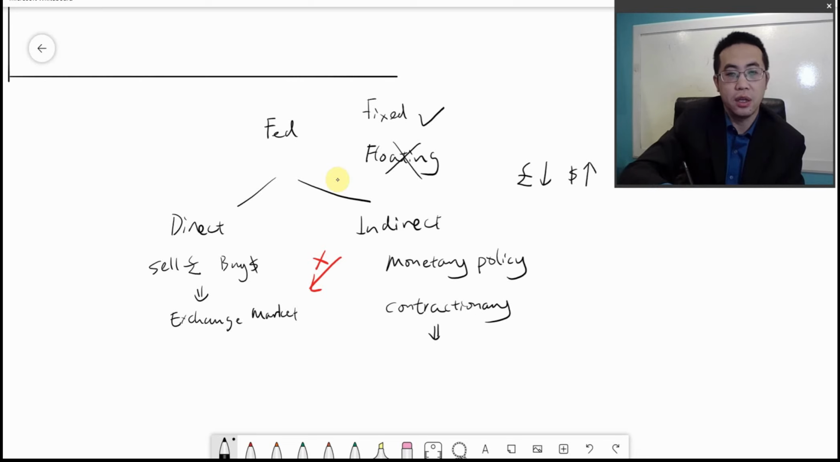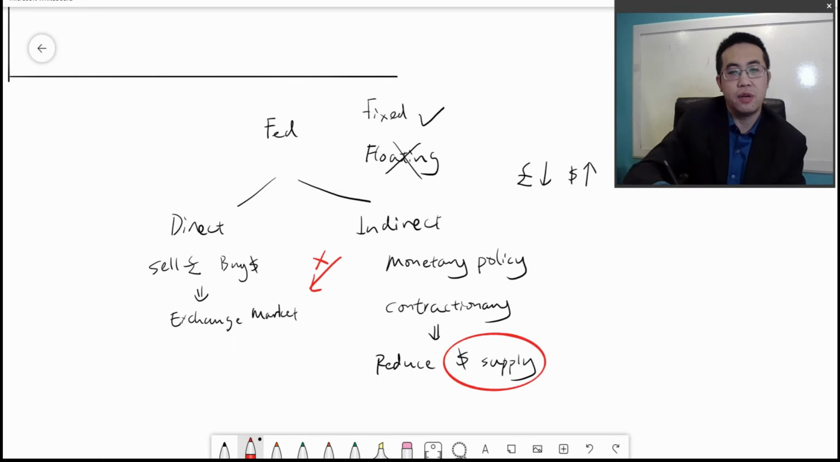That is about reducing or decreasing the supply of dollars, okay? And the dollar supply is the only thing they can do in this indirect intervention, because the Federal Reserve or the central bank of any other country can only print the money. They can determine to print more or print less. They cannot directly affect the demand for US dollars, okay? Only the foreigners can affect that, but the central bank can only affect the supply of dollars. So the supply of dollars is going down.